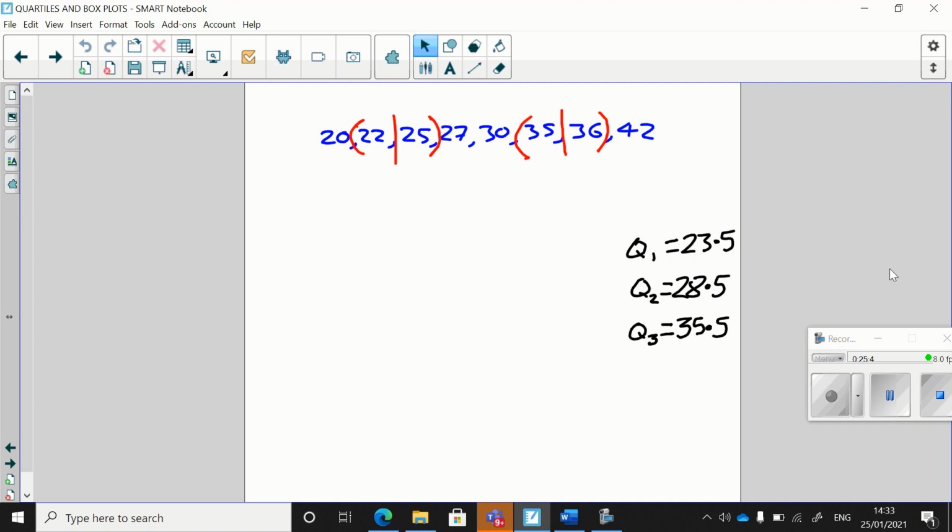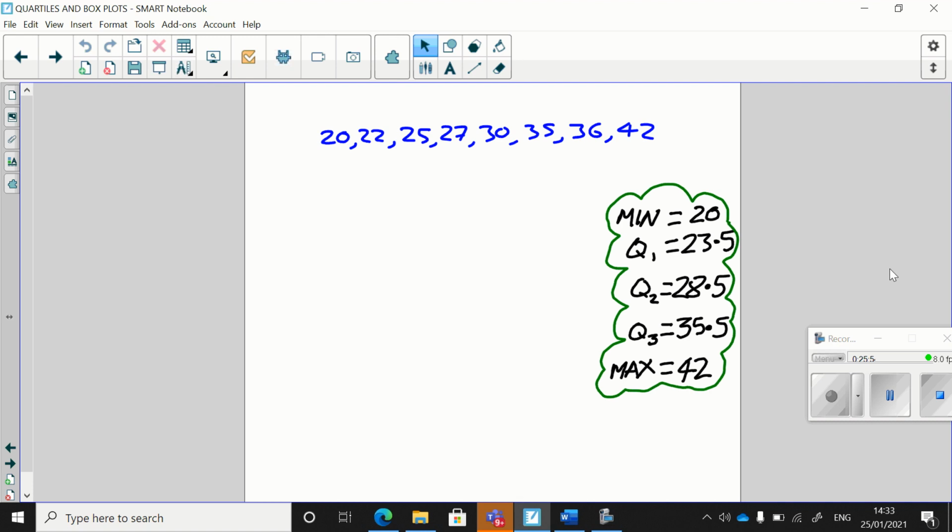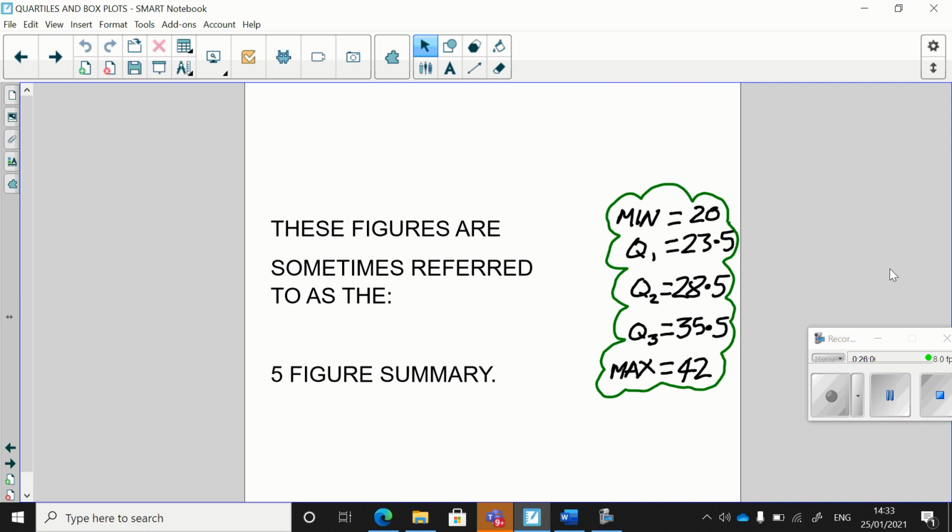So it's only up 2 other things we need, the smallest number and the biggest number, the minimum and the maximum. Got them there. Okay, that's the 5 numbers that we need in order to obtain our box plot. Okay, just put them in quarantine for now. So sometimes you'll see these referred to as a 5-figure summary.